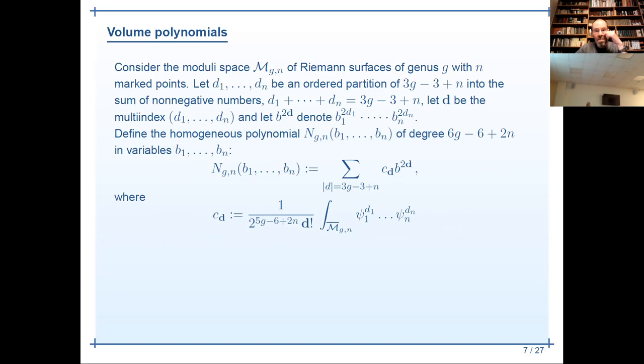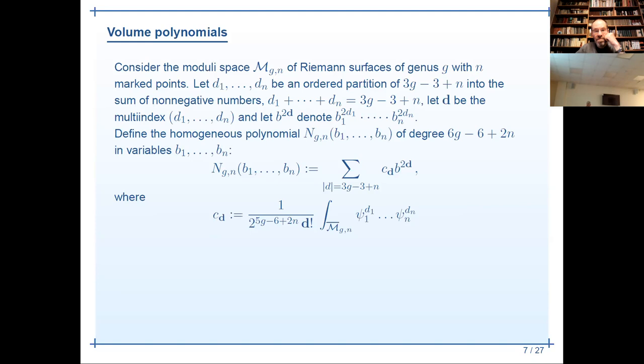So I will fix g and I will fix n, and then I have a finite number of partitions of 3g minus 3 plus n, and I will do the following. This is probably the main thing which I learned from combinatorics. When you have plenty of data which is parameterized by some partitions or by some indices, it is very difficult to deal with this data, taking all these numbers one by one. And the best way to deal with them is to wrap all of them into one generating function and work with this generating function. And quite often, if you were smart enough in the way you wrapped them into a generating function, this generating function has extremely beautiful properties. So here, as a generating function, we'll construct a polynomial.